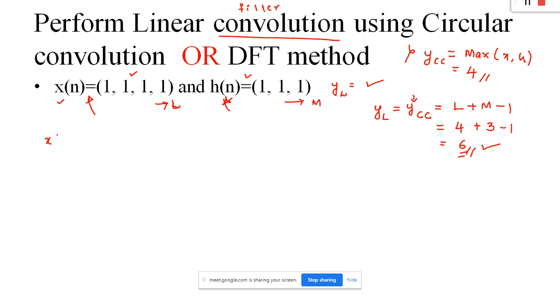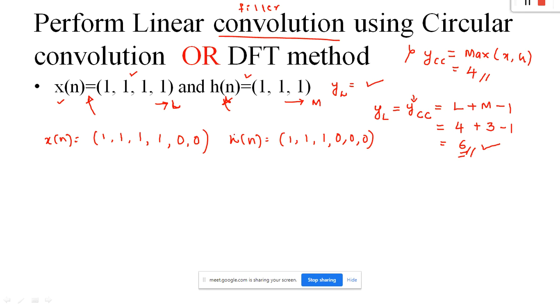So x of n is nothing but 1, 1, 1. How many more values are required to match this length with 6? Two more values are required, which means I am going to append two more zeros. Now the x length is also 6. Similarly h, I must be able to match its length to the output length. So how many zeros should I append? Three more zeros, so that the length will equal 6.